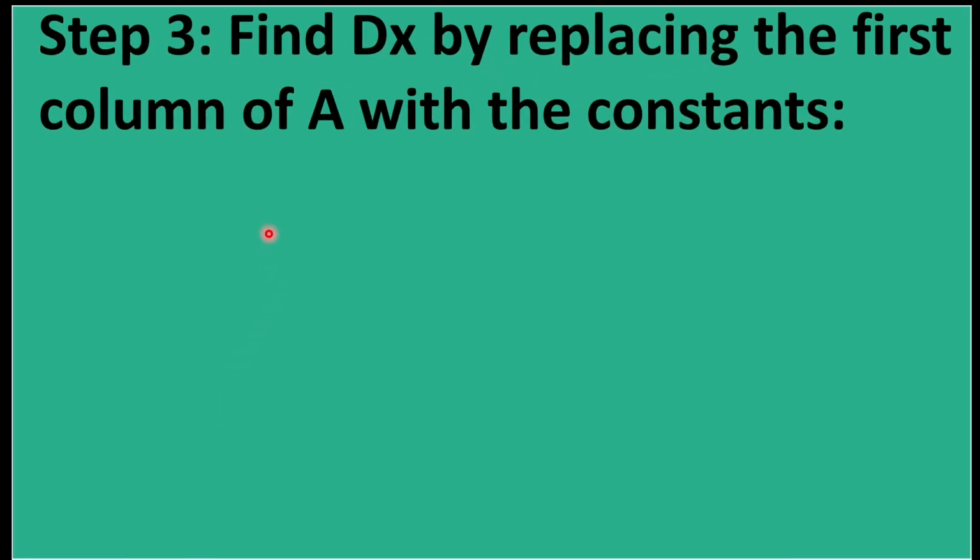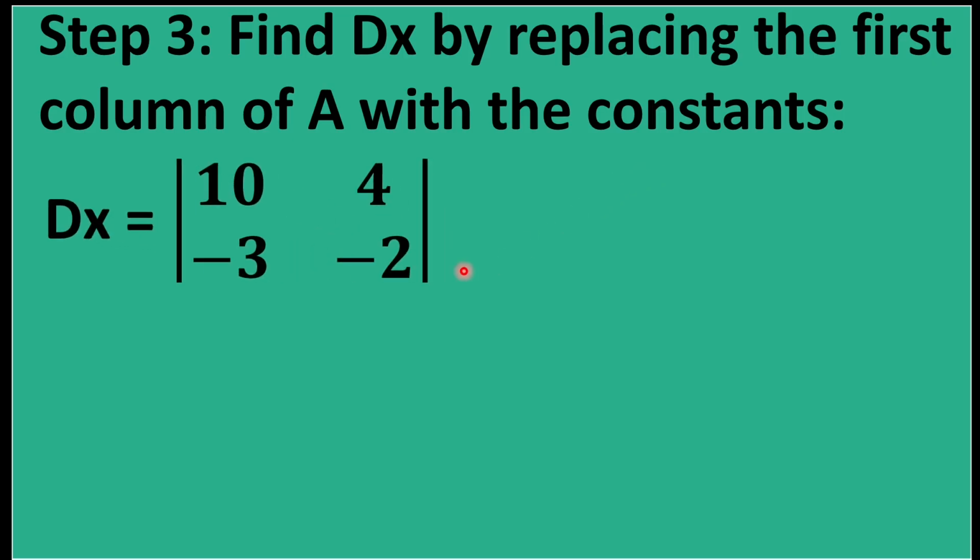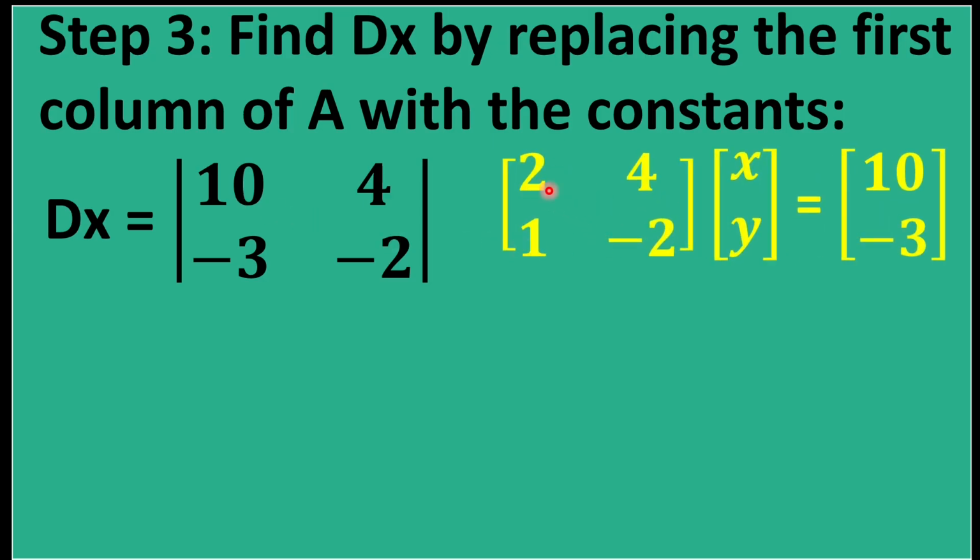Step number 3 is to find Dx by replacing the first column of A with the constants. So what will we do here? This was our basic matrix A, with 2, 1 and 1, minus 2. To find Dx, we replace the first column, 2 and 1, with the constant terms and put them here like this.